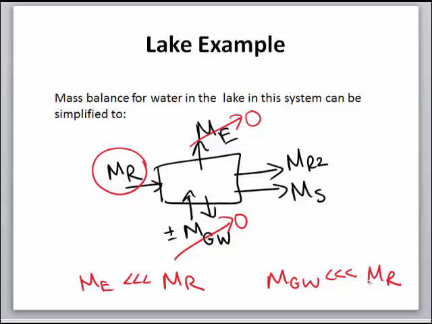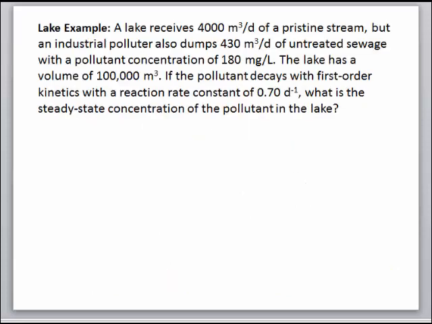Okay, let's apply this for an example. In this example, a lake is receiving flow from a pristine stream, but an industrial polluter is dumping untreated sewage with a pollutant concentration of 180 milligrams per liter. The lake has a volume of 100,000 meters cubed, and the pollutant is decaying with first-order kinetics. The problem statement asks to find the steady state concentration of the pollutant in the lake.